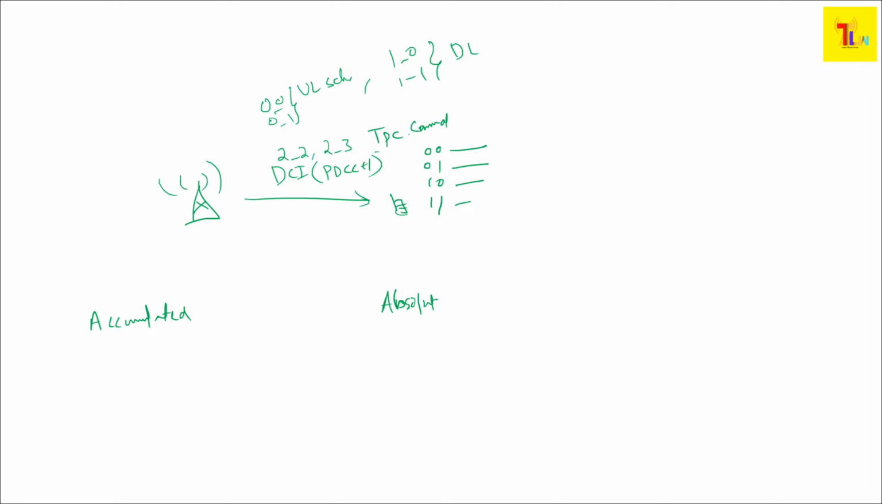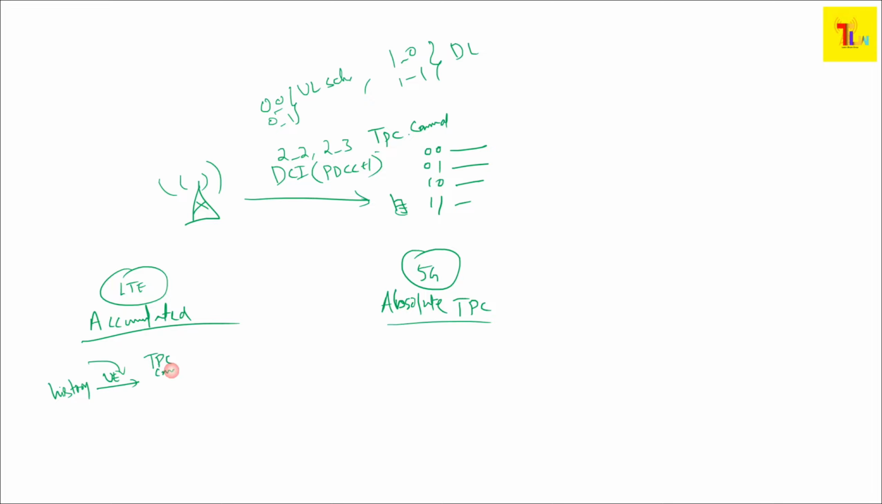And please remember that this absolute TPC mode is used in case of 5G, whereas accumulated mode is used only in LTE. There is no absolute TPC mode in case of LTE. So let's understand what is this accumulated mode and the absolute TPC. Accumulated is nothing but the history of the UE power adjusted will be taken into consideration whenever it is applying a new TPC command power adjustment.